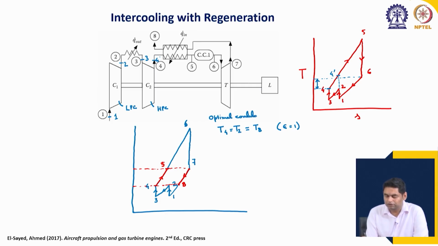And then similarly, we know that T1 is equal to T3. So, T3 equal to T1, which is based on the ambient condition. And for 100% effectiveness of the regenerator, we have T5 equal to T7 or T7 equal to T5.